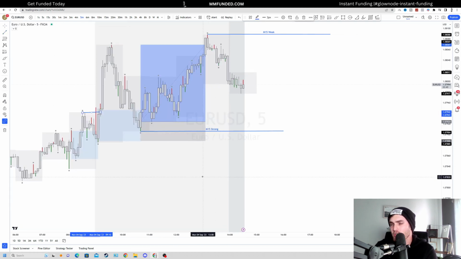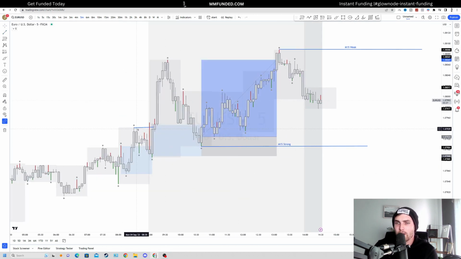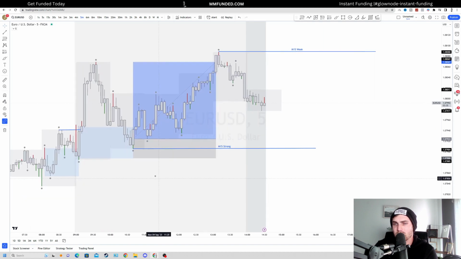These boxes are your H1 fractal structure, which had that shift to the upside as we were going into session, understanding that this institutional zone became in control going into London session, because this zone has 4 specific criteria that makes it an institutional zone.